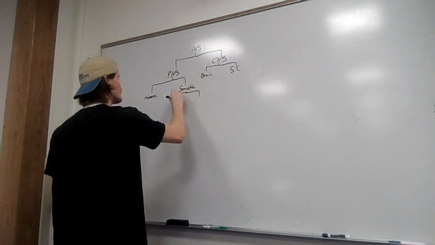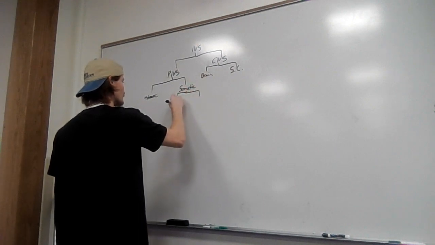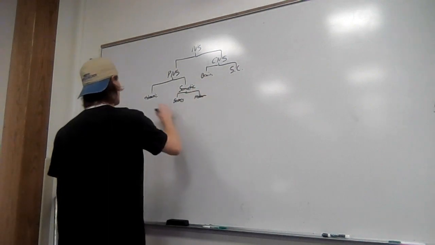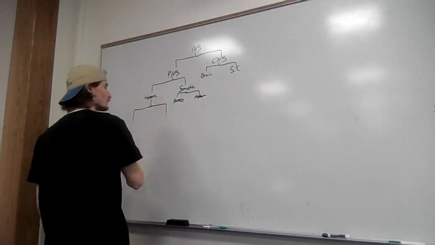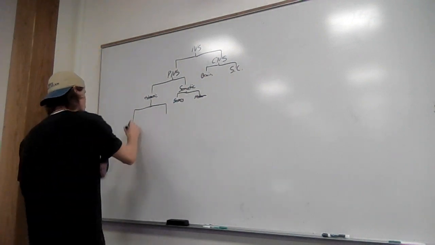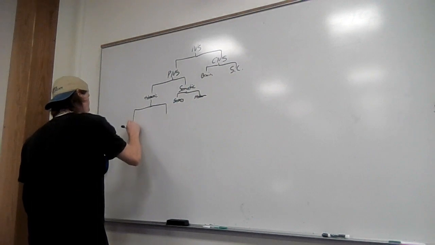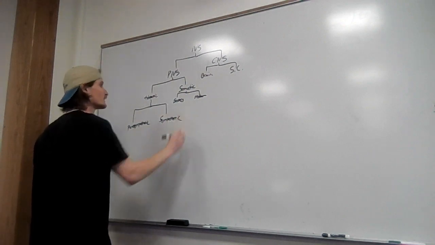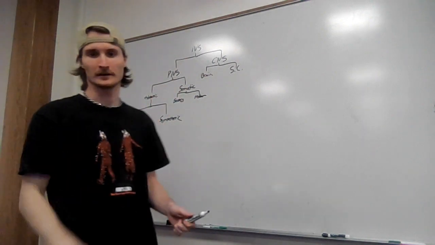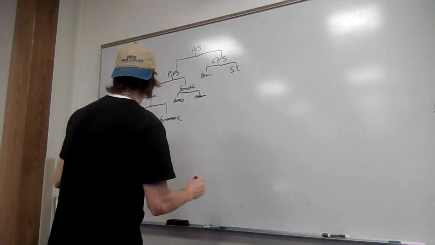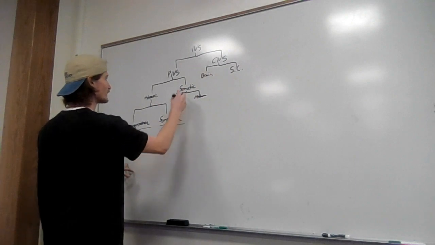Somatic breaks off into sensory and motor. Autonomic then goes off into parasympathetic and sympathetic. So this is the nervous system. So compare and contrast the divisions. We're going to compare and contrast parasympathetic, sympathetic, and somatic.